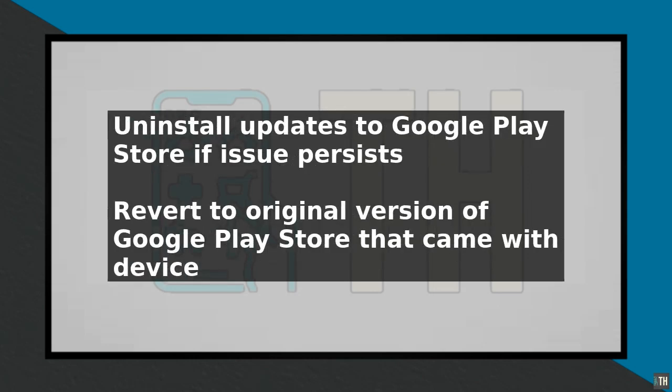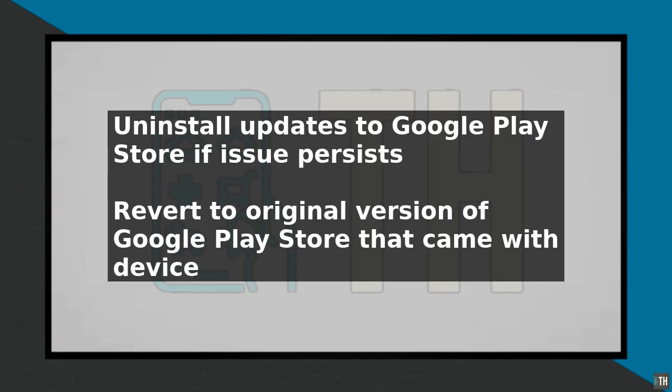If you have previously uninstalled the Google Play Store, you will need to reinstall it. You can do this by downloading the Google Play Store APK from the official Google website. Be careful when downloading APKs from unknown sources as they can be malicious.